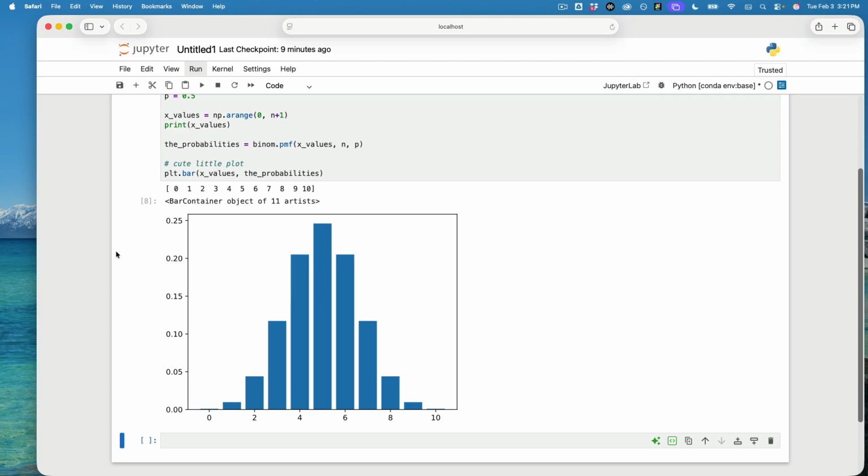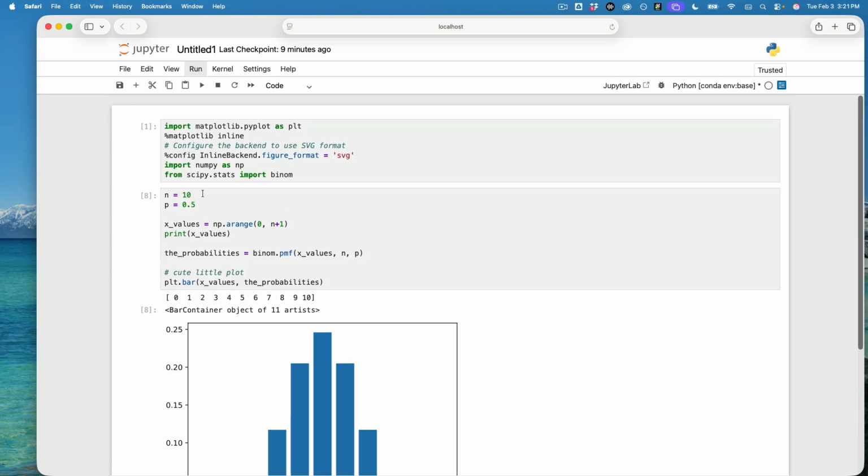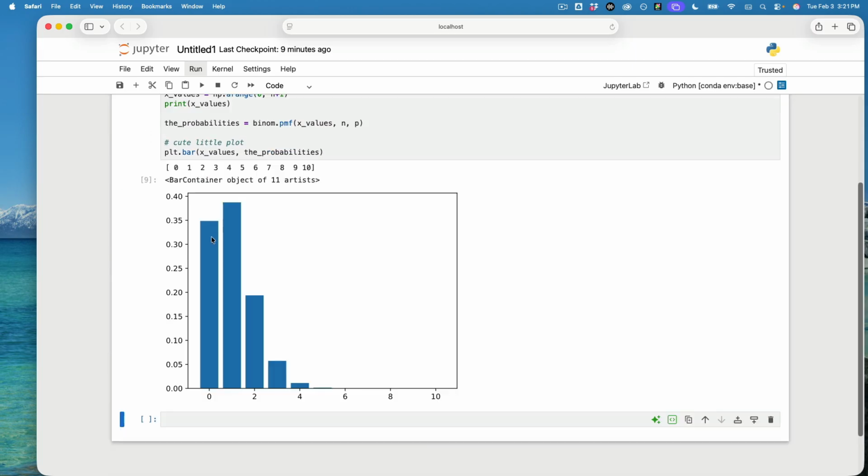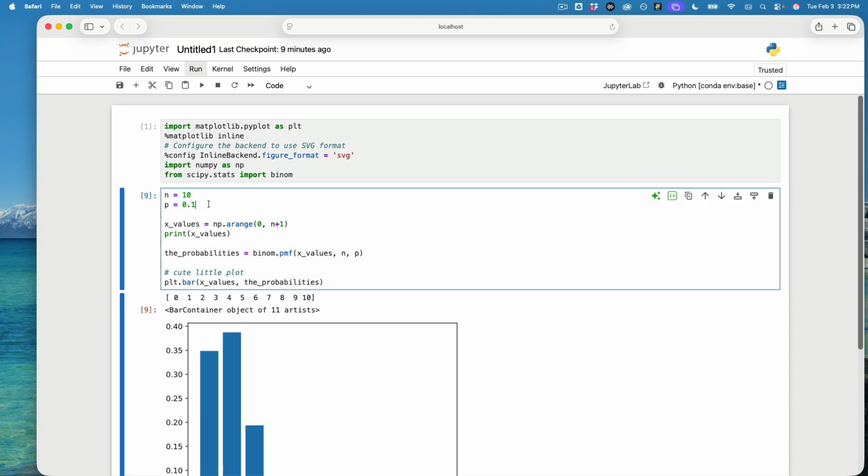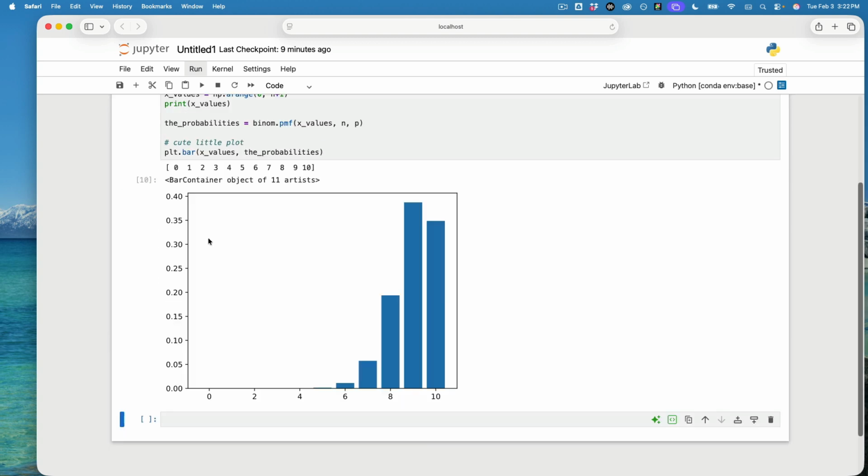Let's try it. 0.1? Yes. Correct. Not a lot of successes. Remember, the x-axis is counting how many successes we have. There's only a 10% chance of getting a success. So the number of successes is going to be low, not that many. Okay? 90% chance of success, we're going to have a lot of successes. Look at that.